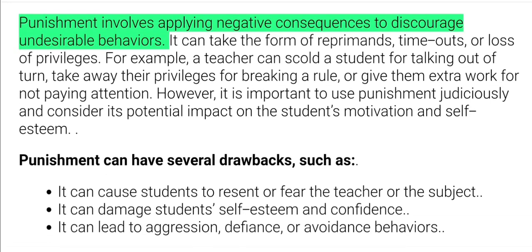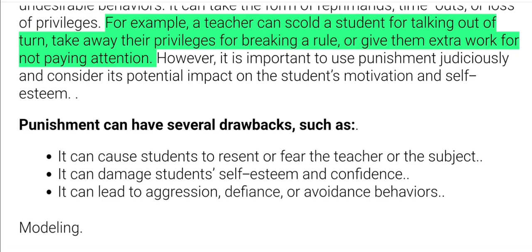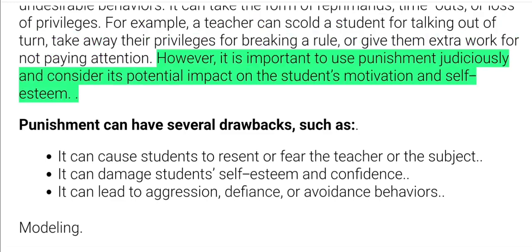Punishment. Punishment involves applying negative consequences to discourage undesirable behaviors. It can take the form of reprimands, timeouts, or loss of privileges. For example, a teacher can scold a student for talking out of turn, take away their privileges for breaking a rule, or give them extra work for not paying attention.